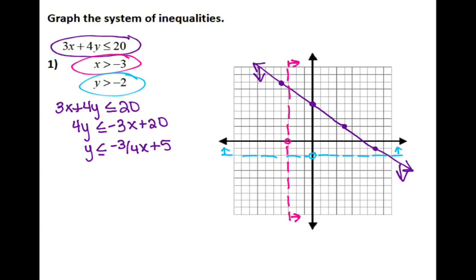So I need to be underneath the purple, to the right of the pink, and above the blue. That puts you with this triangle right here. So you're going to shade it. And the shaded region is your solution.